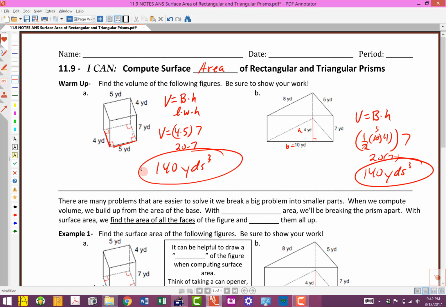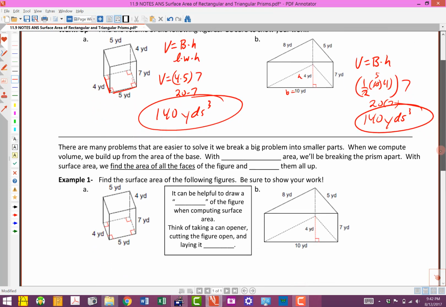Now you might notice that what we've got here is an answer of 140 cubic yards for that one and 140 cubic yards for that one, but they are completely different shapes. You'll notice that the dimensions here were 4 by 5 by 7, and this was 4 by 10 by 7. And again, by having that triangle right there, it cuts down the area of the base by 1/2. So these do have exactly the same volume. Just kind of wanted to show you on that one right there.